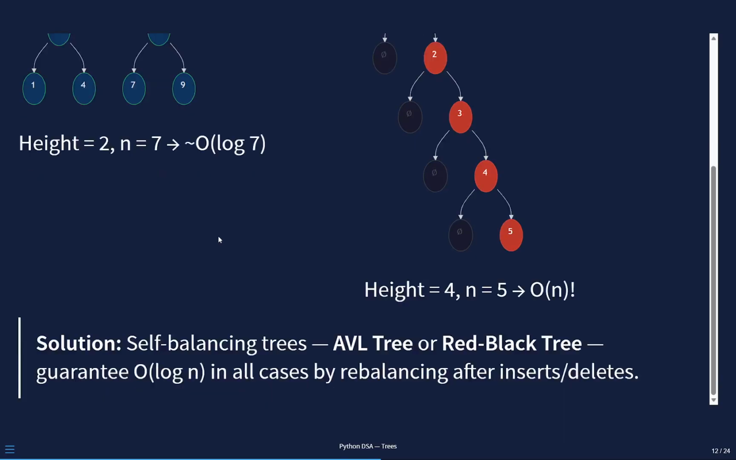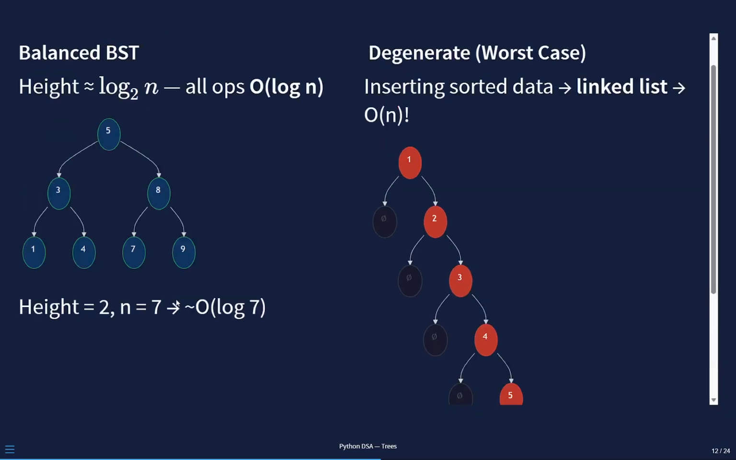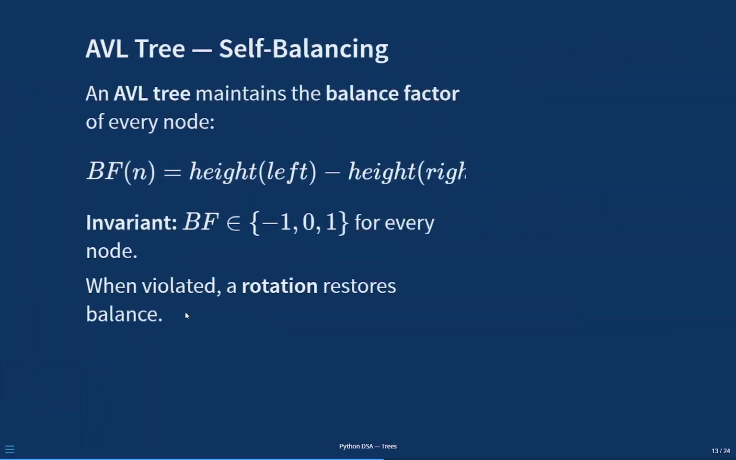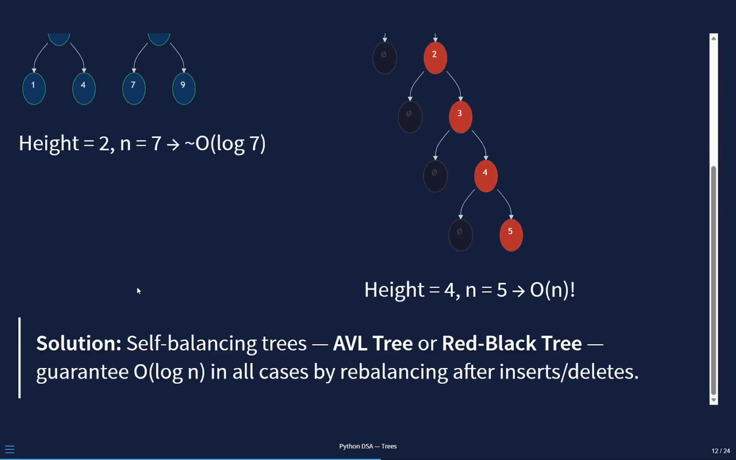The tree degenerates into a right-skewed linked list. Height equals n-1. Search, insert, and delete all become O(n). You've lost every advantage the BST was supposed to give you. This isn't a pathological edge case. It happens in practice whenever input arrives in sorted or nearly sorted order. And it's why self-balancing trees were invented.